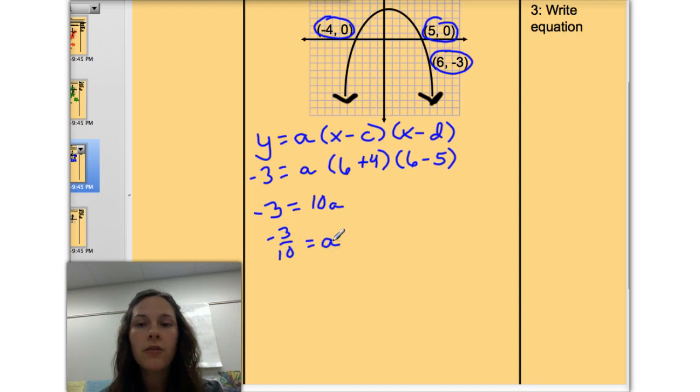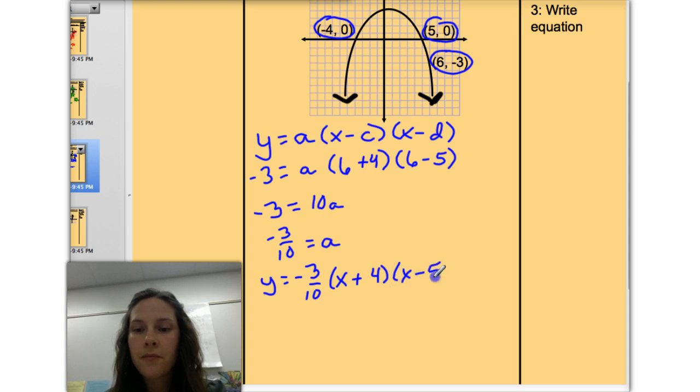And it does match the graph. The graph opens down, and our a value is negative, so that makes sense. Substituting that back into the equation with the intercepts, we get the quantity x plus 4 times the quantity x minus 5.